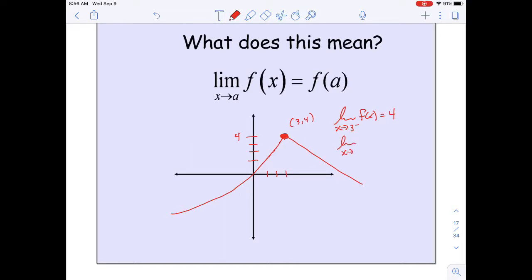The limit as x approaches 3 from the right side of the function f of x is also equal to 4, because if I come in from the right side, as I get closer and closer to x equals 3, the y value gets closer and closer to 4. And then f of 3 does equal 4, so that means that there's no hole there, and that means that the function is continuous. So you don't have to know that this year, that's next year.